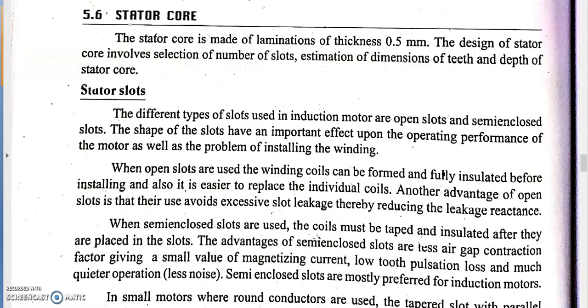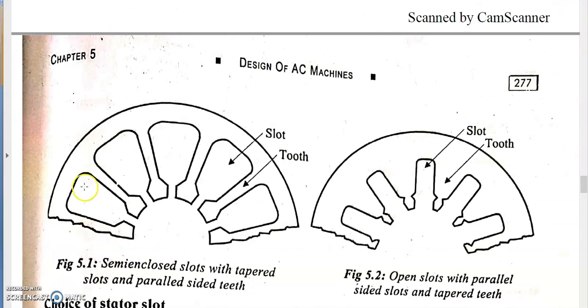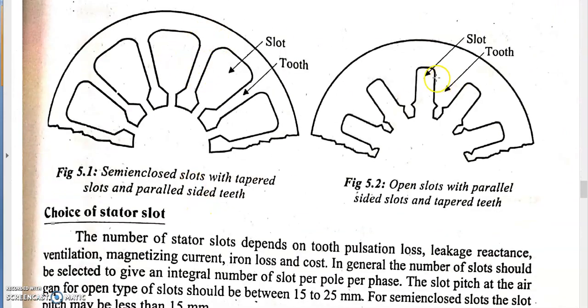Core will be having stator slot and tooth, and the stator slot is either a semi enclosed slot or an open slot. If it is an open slot, the slot will be of square or rectangular in construction. So if the slot is rectangular, then the tooth will be tapered. And so this is about the open slot machine. Suppose the slot is semi-enclosed, then the slot will be tapered, and the tooth will be parallel sided. So here the tooth is parallel sided and the slot is tapered, but in open slot machine, the slot is parallel sided, but the tooth is tapered in construction.